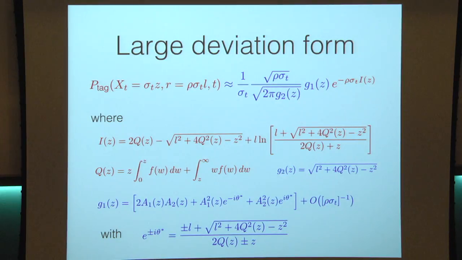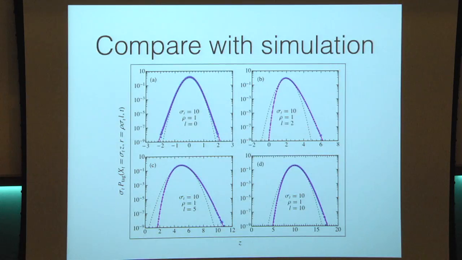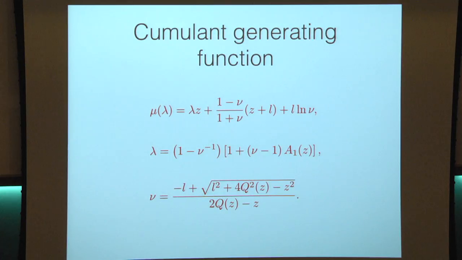Okay, so where this theta star is basically the saddle point of the saddle point. Yeah. So you compare with simulation and you see that this is the R equal to 0 case. That's what I have done before. But you can see that this is a different R, and if you put a finite R, this function becomes asymmetric.